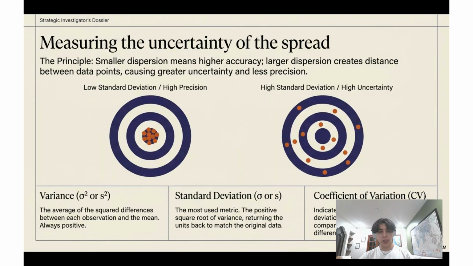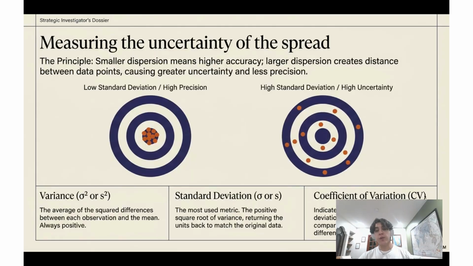And the three important concepts here are the variance, so the average of the squared differences between each observation and the mean, which is always positive, and the standard deviation, the most used metric, the positive square root of variance, returning the units back to match the original data.